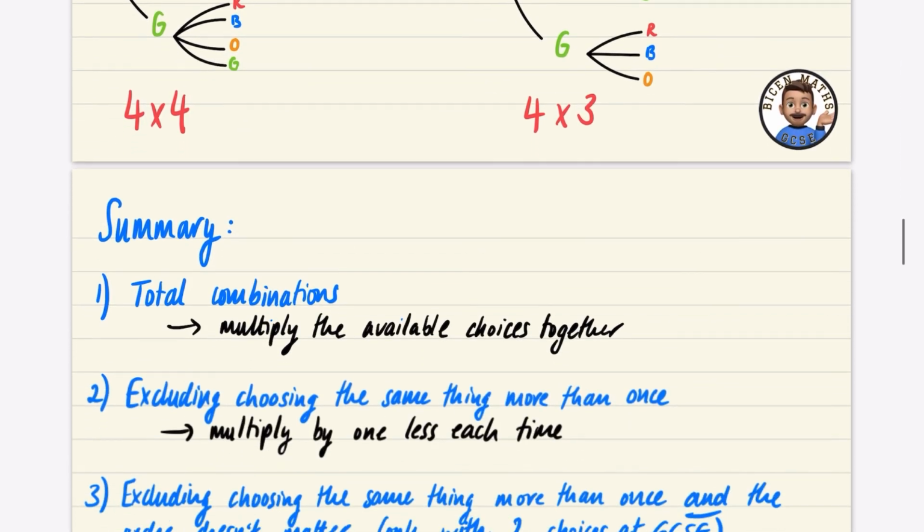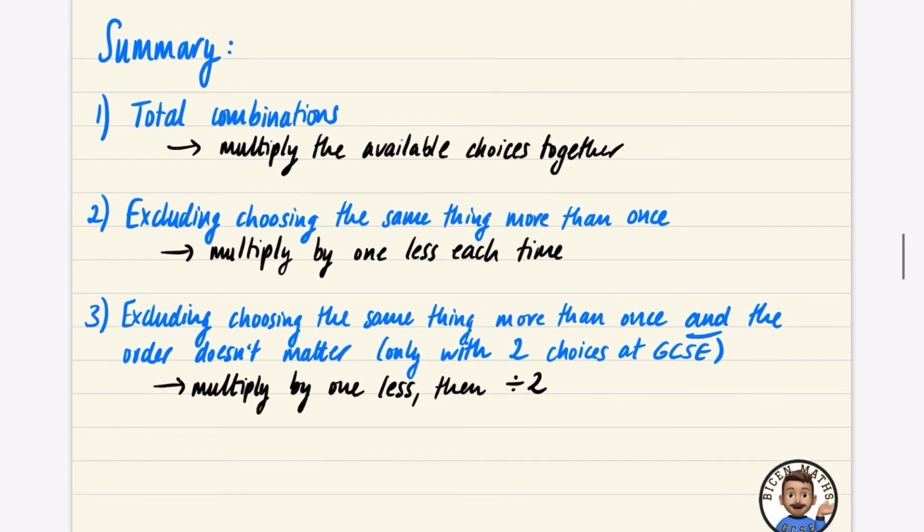Okay, so as a summary, if you're just wanting to find the total combinations of things, multiply the available choices together. And again, I'll do some examples with this in a second. If you are excluding choosing the same thing more than once, you multiply by 1 less each time. So that was when we didn't want him to wear the same colour twice. If we're going to exclude choosing the same thing more than once, and the order doesn't matter, so it didn't matter if he was wearing the red shirt and the blue shorts or the other way around, and we're only going to look at this with 2 choices at GCSE.